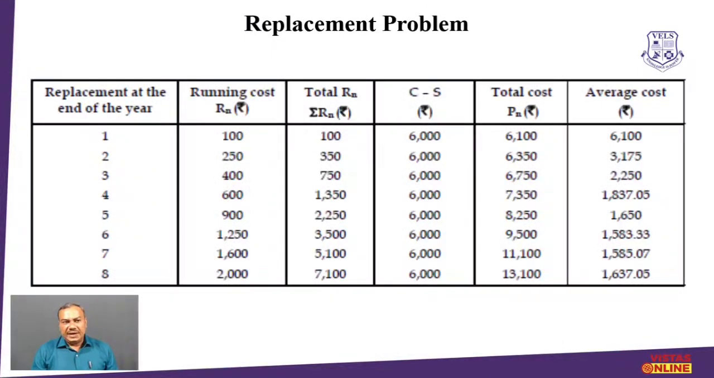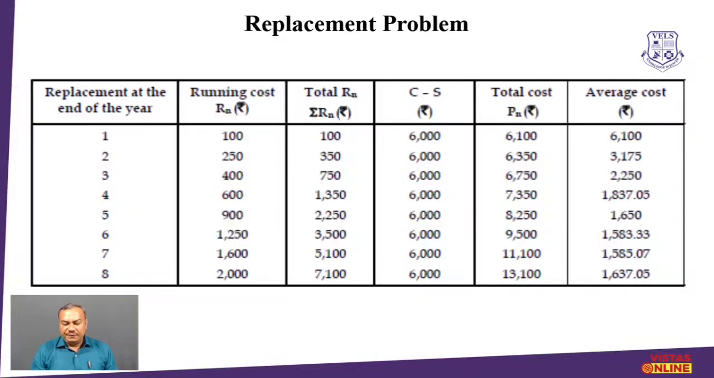Then depreciation. How do we calculate the depreciation? Using the relationship: cost price of the machine minus scrap value. Here the cost price is 6100 and the scrap value is only 100. It is constant for all 8 years. So we can easily calculate 6100 minus 100, that is equal to 6000, as the depreciation for every end of the year.